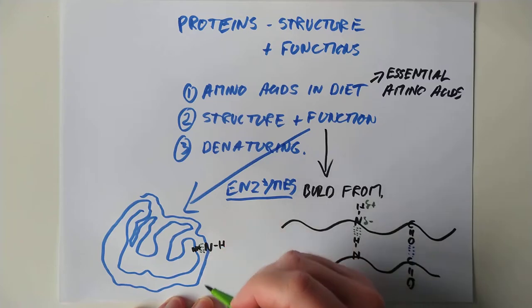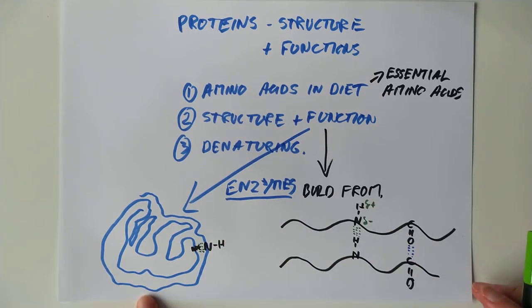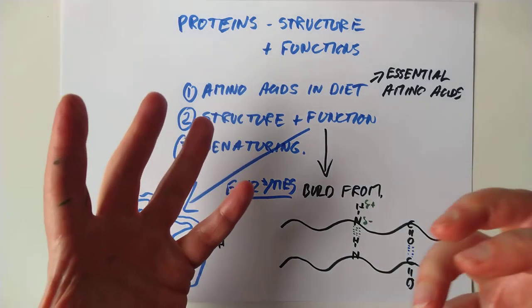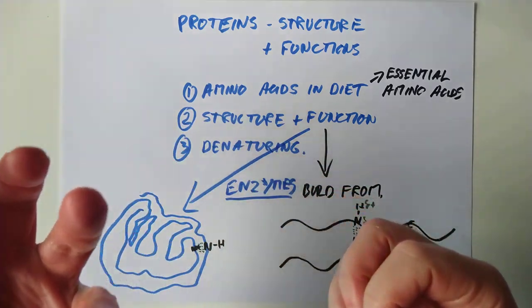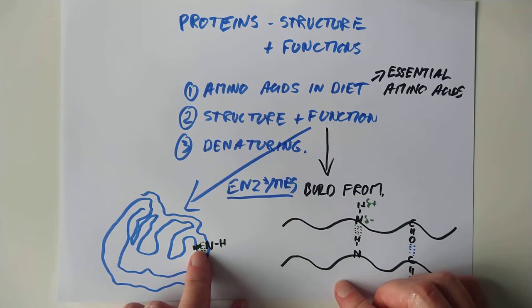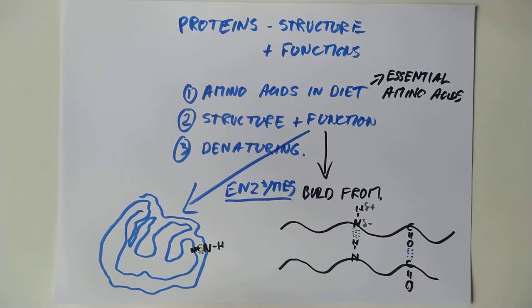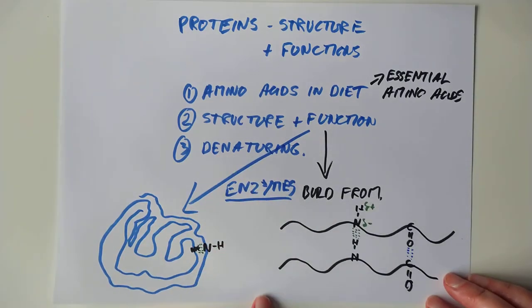And if you do biology, you'll know that the shape of an enzyme is absolutely essential to getting it to work properly. It's called the lock and key effect. This enzyme here is able to grab onto whatever molecule it reacts with because it is the correct shape. And it's only the correct shape if these are all in their correct order and strength. Which sort of takes us to point number three, denaturing.